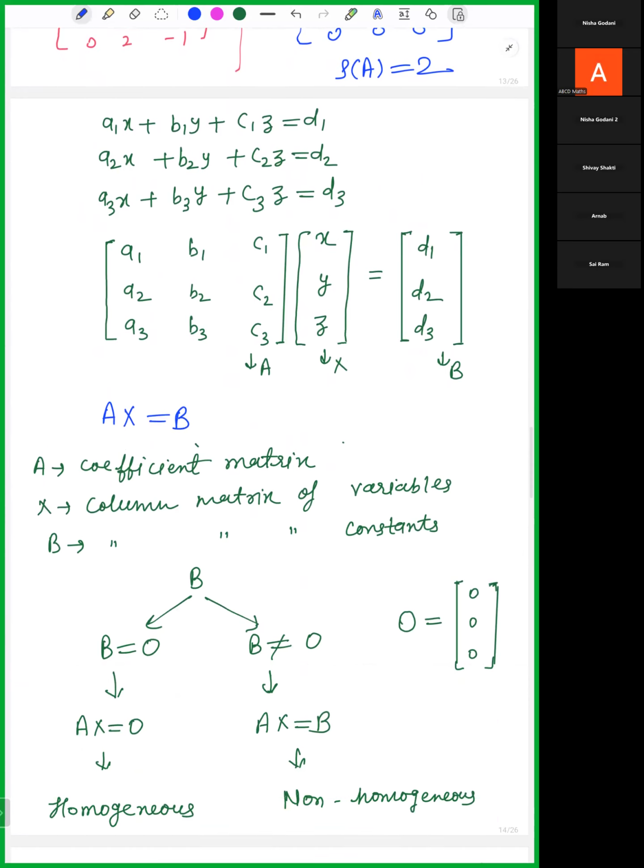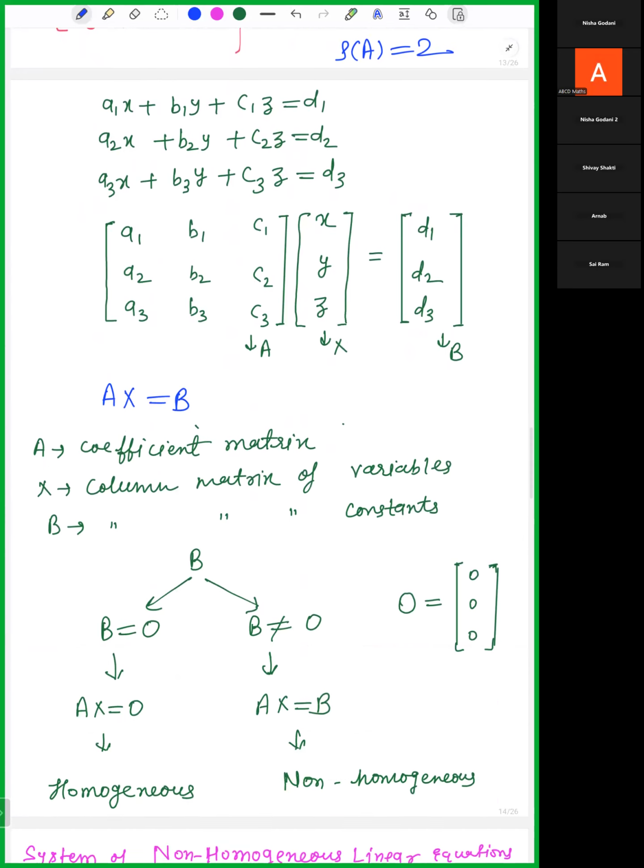Now you have learned about rank, and the purpose of learning about this rank was to solve a system of equations.